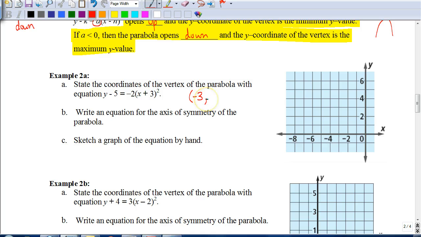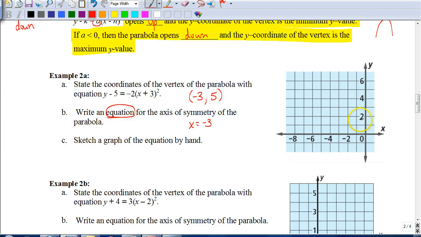To find the y value in my vertex, the k, I look at what's happening to the y. It's a minus 5. Take the opposite of that, makes it a positive 5. So there's your vertex. The equation, remember we're looking for an equation here, so it's going to be in the form x equals whatever h is. So it's going to be x equals negative 3. Now, we can tell, too, by the fact that this is a negative 2 in front, that my graph is going to open downwards. That's going to be helpful when I go to graph this.